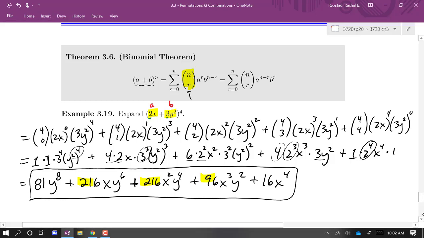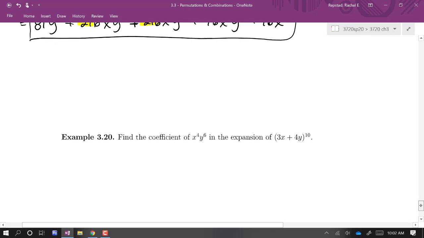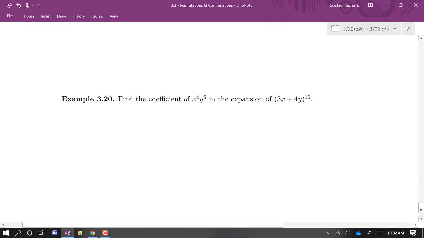And this works no matter how high the power is. Of course, you can see this was the 4th power. If the power gets much bigger, it can still feel a little bit unwieldy, although much more manageable than foiling everything out a million times. But sometimes, even if the power is very big, depending on what they're asking, it might still be a very manageable question to ask. For example, here we're looking at the expansion of 3x plus 4y to the 10th power.